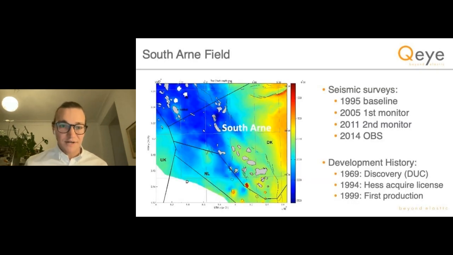So as a brief introduction to the field itself and the reservoir, there were 4 seismic vintages available for this time-lapse study. The baseline was acquired pre-production in 1995, and then 3 monitors, the first in 2005, then 2011, and an OBS survey acquired in 2014. As you can see, the production history is such that the first production was taking place in 1999, so 4 years just before the baseline, and then the first monitor was acquired 6 years after first production.